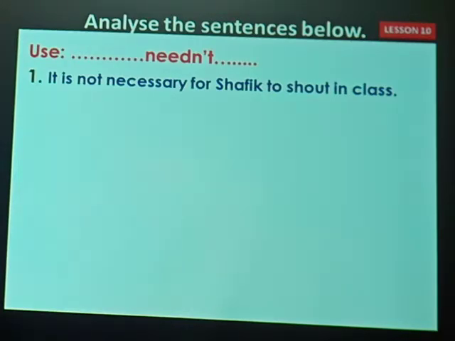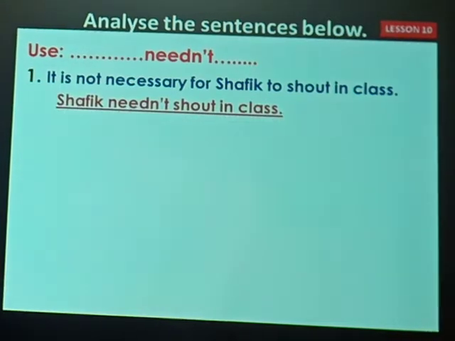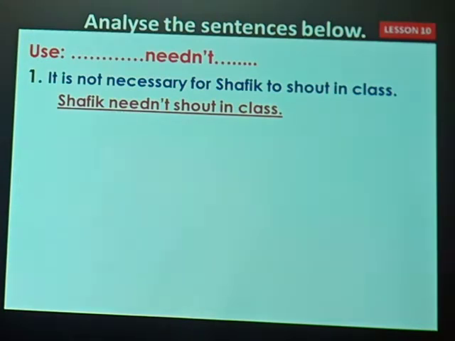So the answer must begin with Shafiq. Shafiq is the person we are advising. So we must have the answer as, Shafiq needn't shout in class. We have other options if we were required to use the words we had seen above. Like using oughtn't, it would still be right. You would say, Shafiq oughtn't shout in class. If you're using shouldn't, you would say, Shafiq shouldn't shout in class.